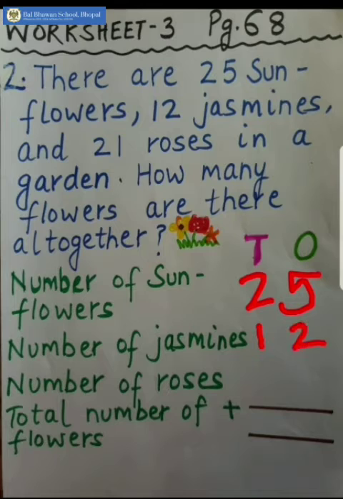Yes, 12. And how many roses are there in the garden? Read the question and tell me. Yes, 21. Now these are the values. Again, in the first question I've told you that there are some terms in the question, and if they are present in the given problem, then you have to do addition. Here the word is altogether, so it means you have to do addition.